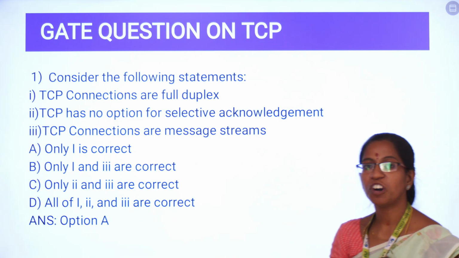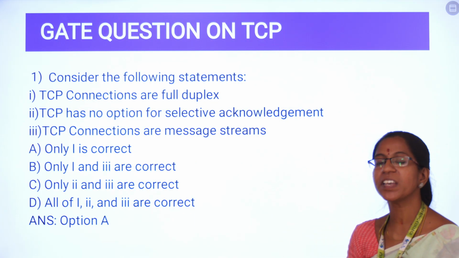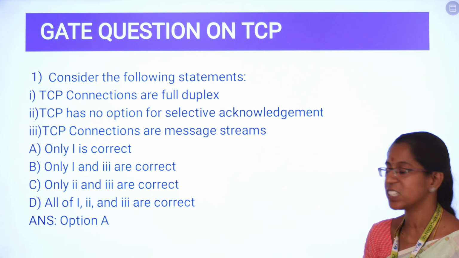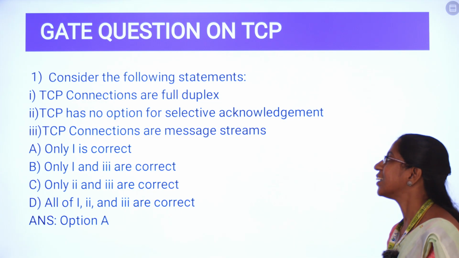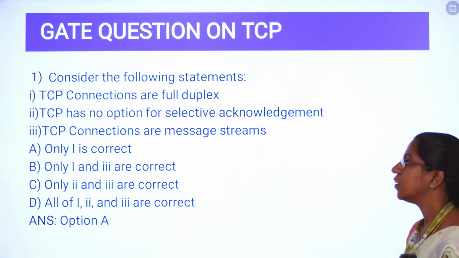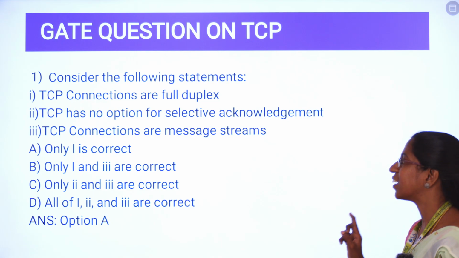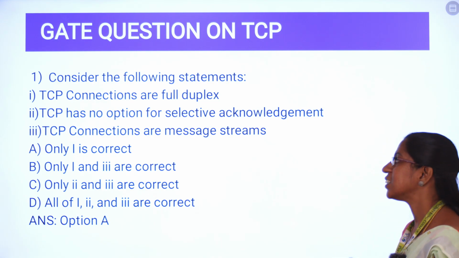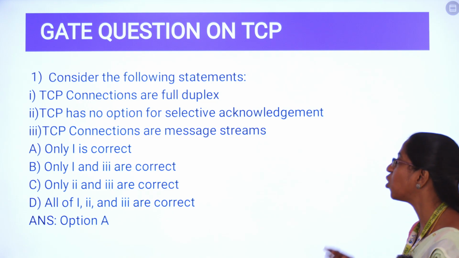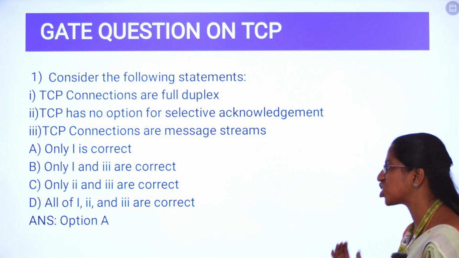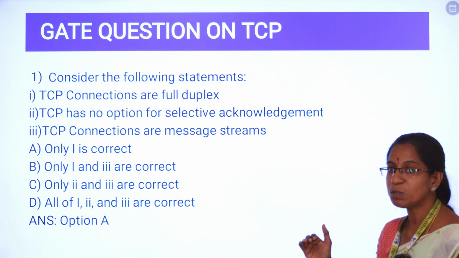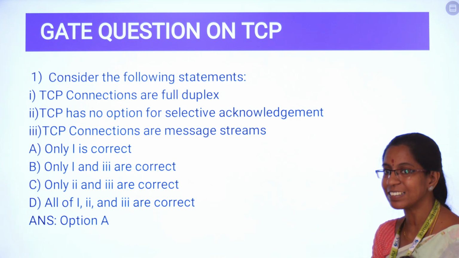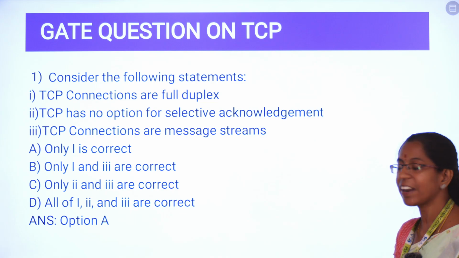So now we move to the basic TCP and TCP header GATE questions. First one, consider the following statements. First statement, TCP connections are full duplex. Second, TCP has no option for selective acknowledgement. Third, TCP connections are message streams. These three statements are based on TCP characteristics. So which one is correct?